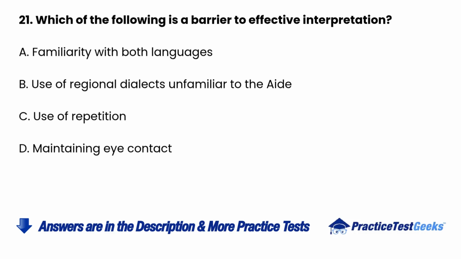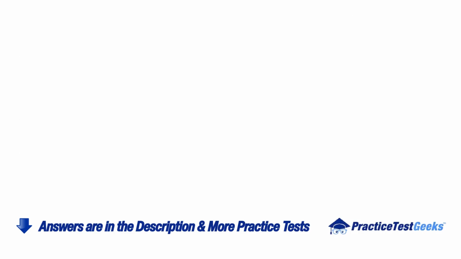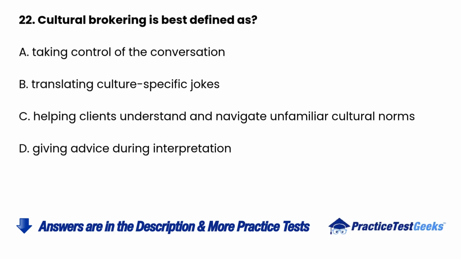21. Which of the following is a barrier to effective interpretation? A. Familiarity with both languages. B. Use of regional dialects unfamiliar to the aide. C. Use of repetition. D. Maintaining eye contact.